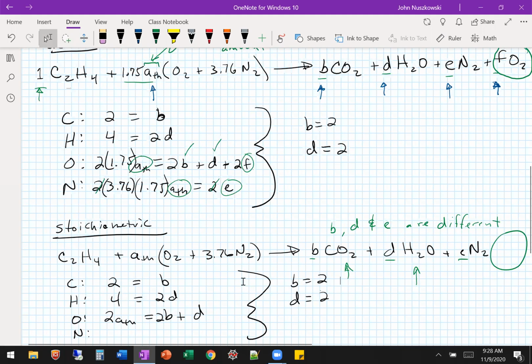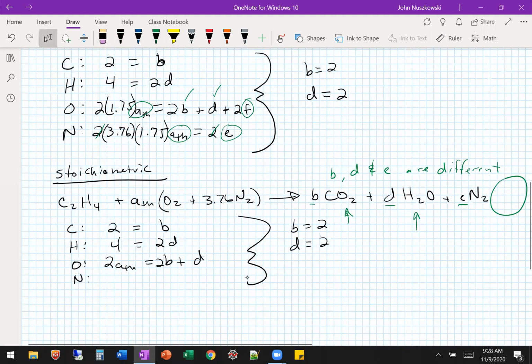Now we have B, we have D, so we would have A theoretical. In this case, that is something 3. And we don't actually need to do the nitrogen balance. Any questions so far?